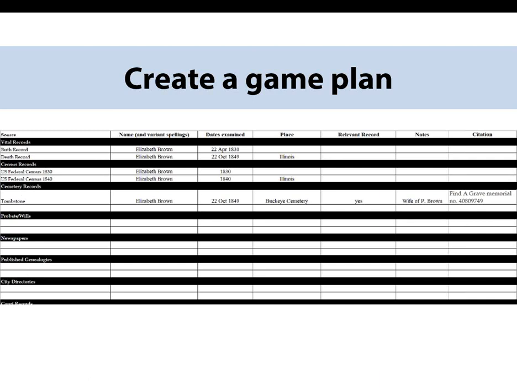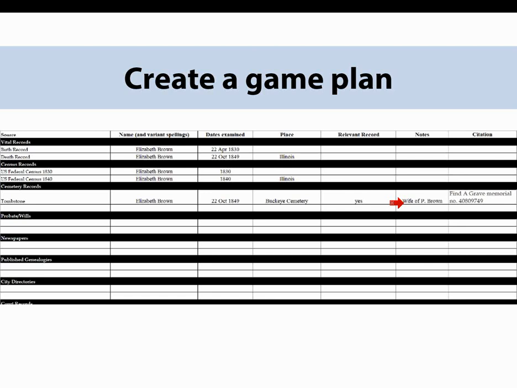This is the tab for Elizabeth Brown, who was one of the first people that we found in Buckeye Cemetery. So we know from her Find a Grave memorial, which we're including here as the citation, that she died in 1849, and that she was born on the 22nd of April, 1830. We know that she's the wife of William P. Brown. So we should be able to find maybe a death record. The federal census records, she should be on the 1830 and the 1840 census, even though she won't be named directly. We also want to find potentially an obituary for her, and maybe a published genealogy.